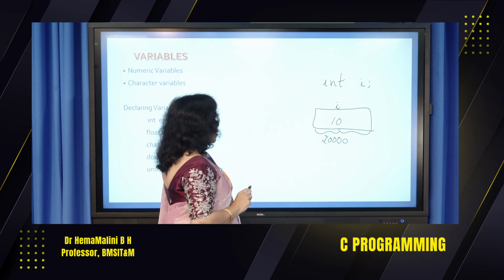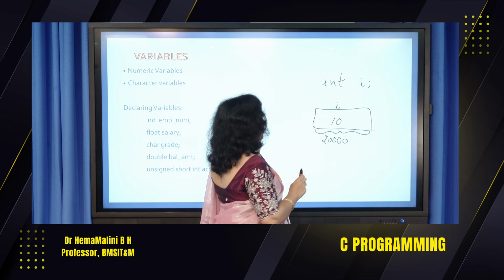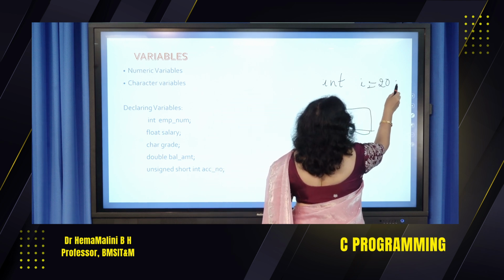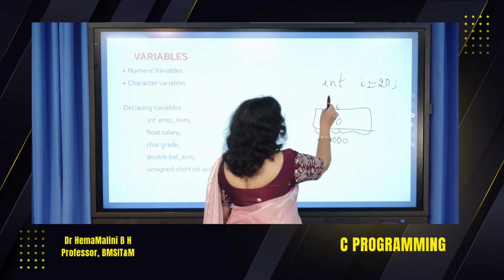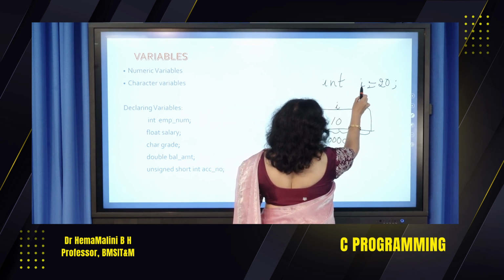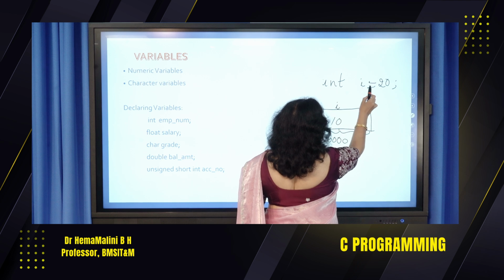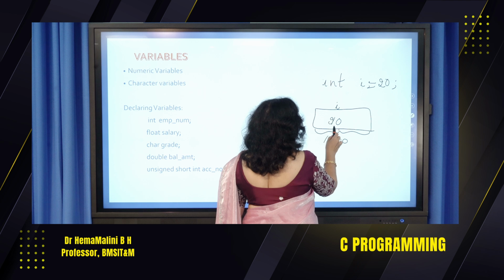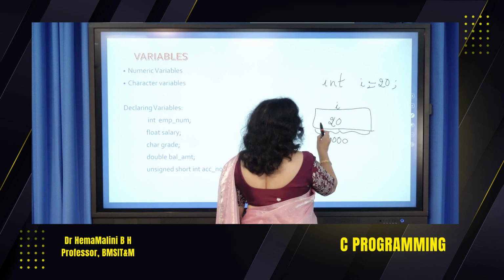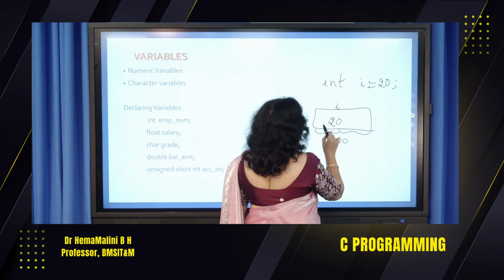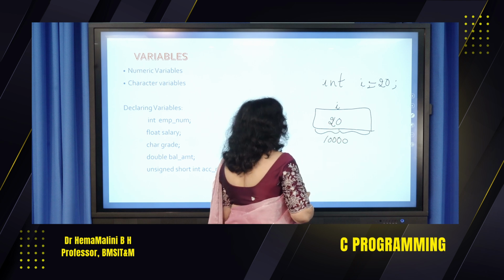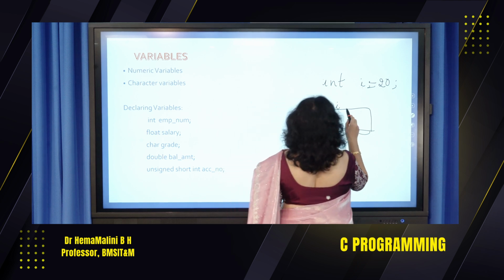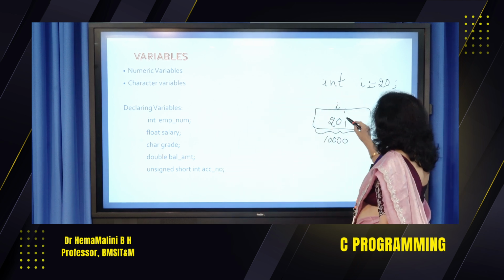Okay. So this is the meaning. If I say int i equal to 20, I have declared a variable i, which is of type int, and I am going to store a value 20 in that. So this is the location which is being allocated by the compiler. In that I am going to store a value 20. Its location is something, but in total it is 2 bytes.